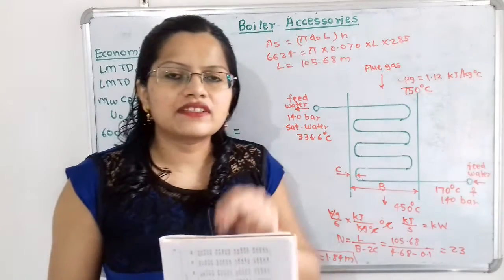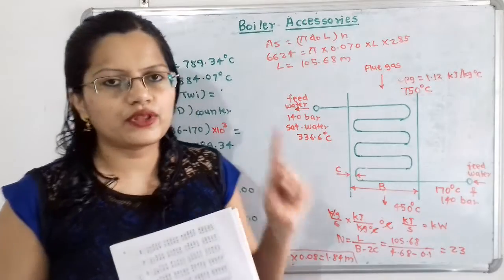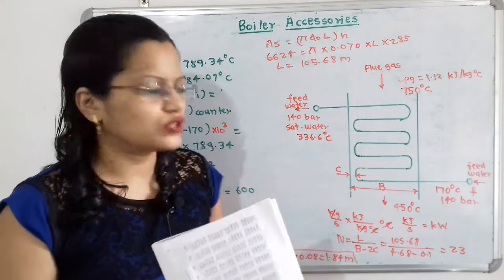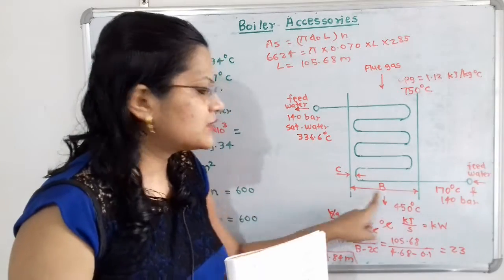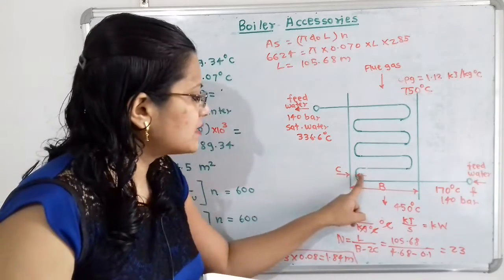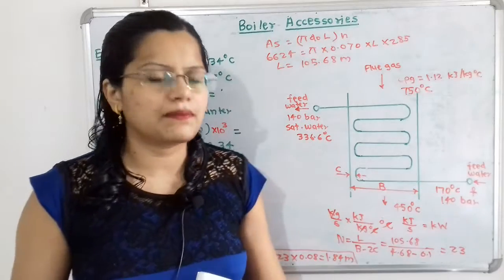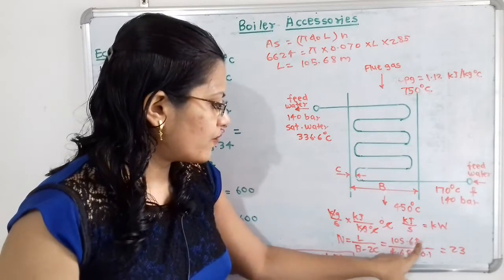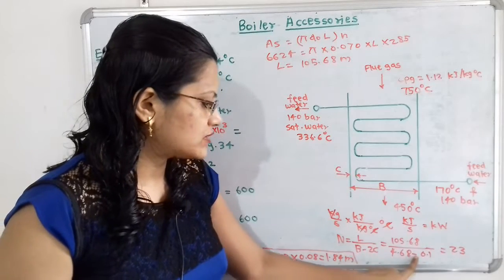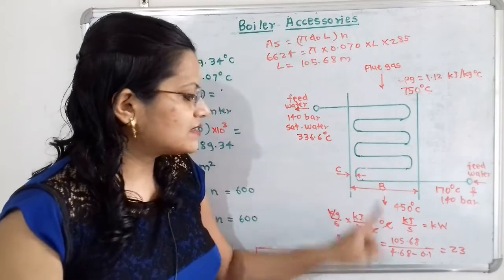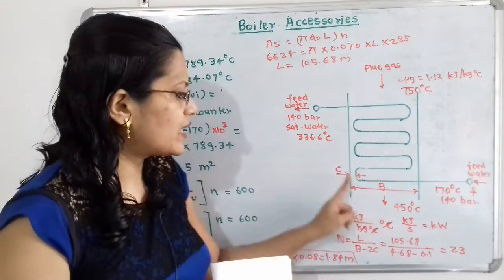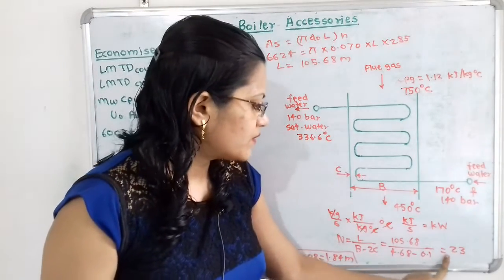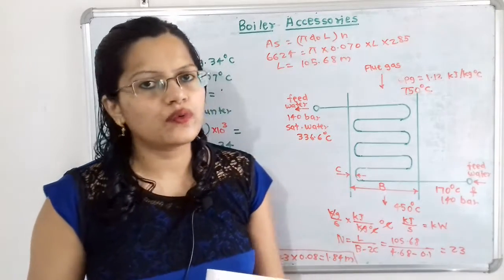Now we will calculate the number of turns. So for this number of turns we have formula L divided by B minus 2C. So what is this B? That is this width, and it is given. What is C? That is clearance. So clearance multiplied by 2. So when we put all the values, that is 105.68 divided by 4.68 minus, now C clearance is given in millimeter. So we have to convert it into meter and multiply with 2, that is 0.1. Then we will get capital N is equal to 23.